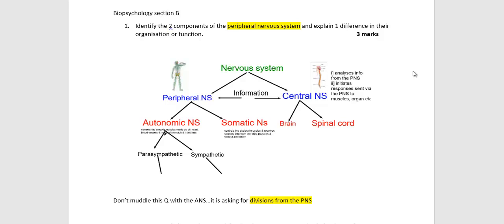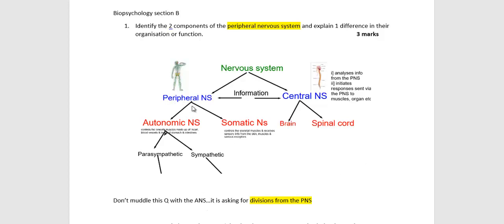Okay, so this particular question was: identify the two components of the PNS, the peripheral nervous system, and then secondly, explain one difference in either their organisation or their function, for 3 marks. Originally this had been on a sample paper for, I think, an extra mark or something like that. Right, so what some of you did was you muddled up the PNS with the ANS. All right, so be careful of that.